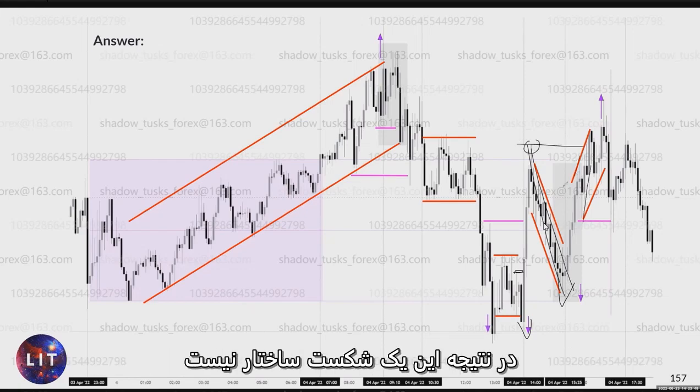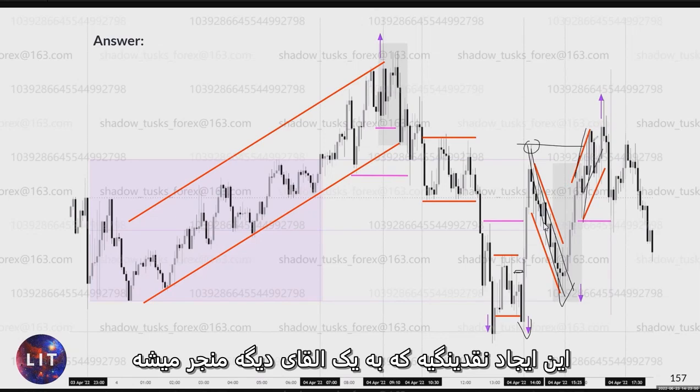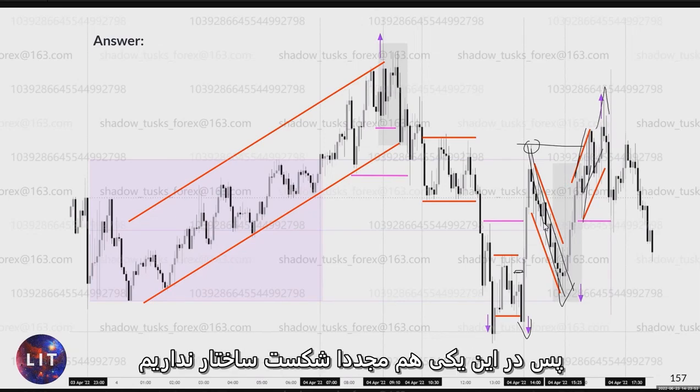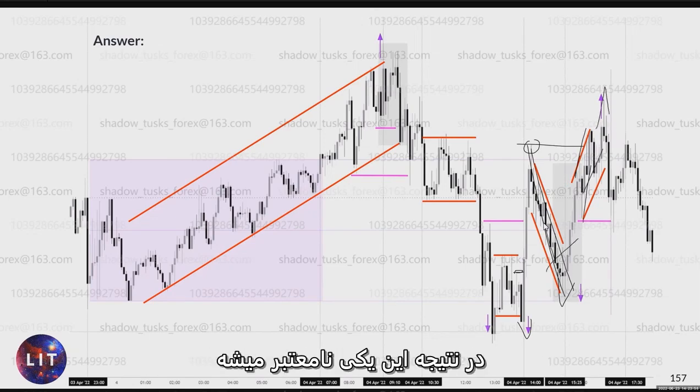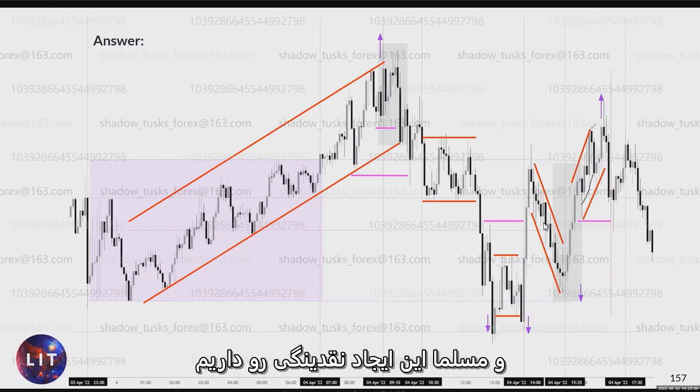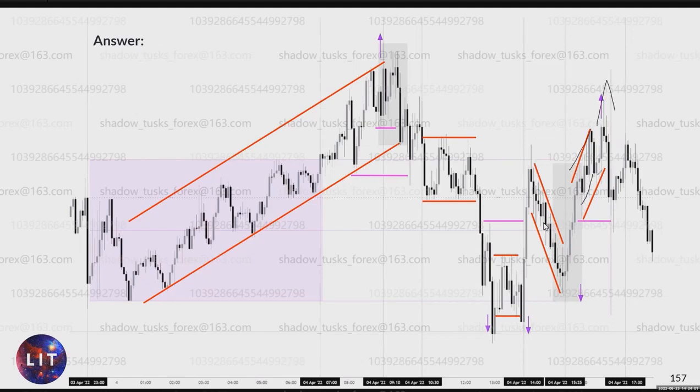So this is not a break of structure. This is the build up that leads to another inducement. So again, in this one we don't have a break of structure, so this one gets invalidated. Easy as that. Okay, and of course we have this build up, inducement high side.